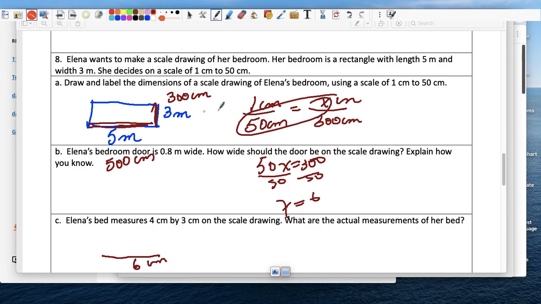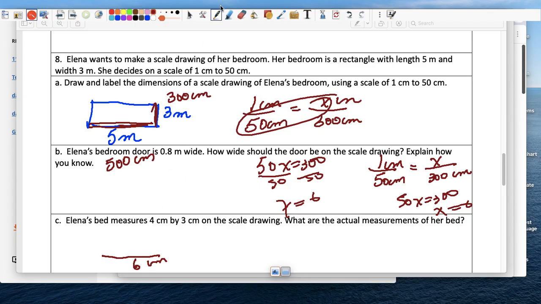On the other side, let's figure out what 3 meters is. 1 centimeter is to 50 centimeters in real life. If the height of my living room is 300 centimeters, how many centimeters will I use to represent that in my notebook? Cross multiply, 50x equals 300, x equals 6. 6 again? No, it can't be.